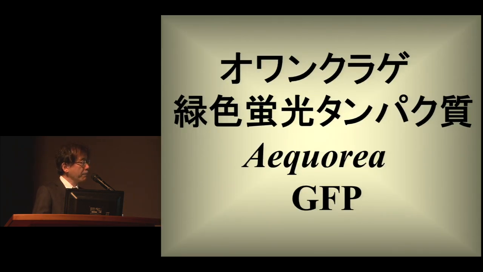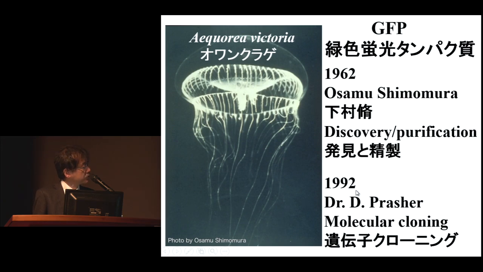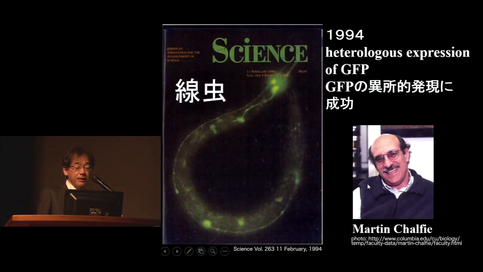Now let me introduce to you E. coli GFP, the most famous fluorescent protein. And as you may know, a long time ago, in 1962, Dr. Osamu Shimomura discovered and purified the protein from the light-emitting organ of the jellyfish, and 30 years later, in 92, its cDNA was cloned. Amazingly, the protein can be spontaneously fluorescent, and it doesn't require any cofactors or small chemical compounds to be fluorescent or to make a chromophore. And the heterologous expression of GFP was achieved by Marty Chalfie at Columbia.